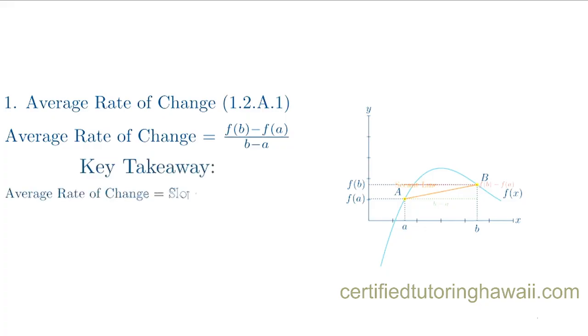So, a key takeaway is that the average rate of change is simply the slope of the secant line connecting 2 points on the graph of a function. Let's try an example to make this concrete. Let's find the average rate of change for a quadratic function, f of x equals x squared, over the interval from x equals 1 to x equals 3.